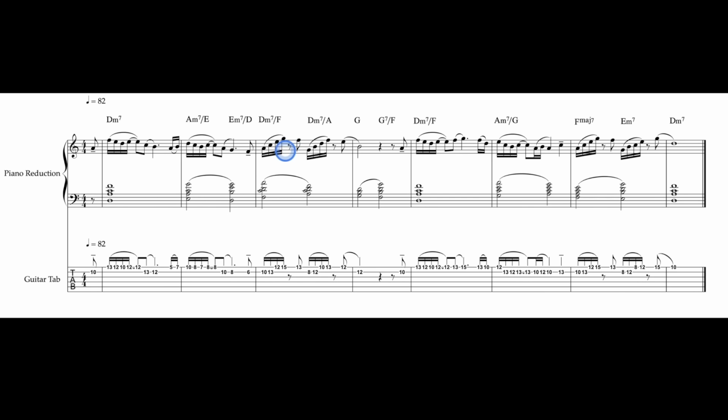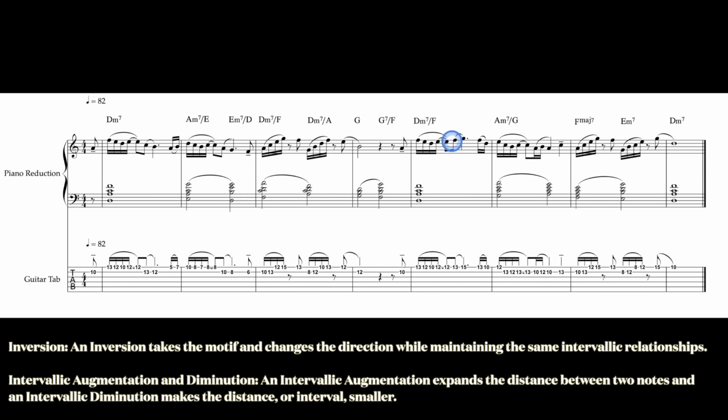And then I did the same thing with this motif and I just sequenced it down and finally land on our characteristic note in bar 4. In bar 5, we start with a repetition of the original motif, but I alter the ending. I use an inversion and an intervallic diminution.